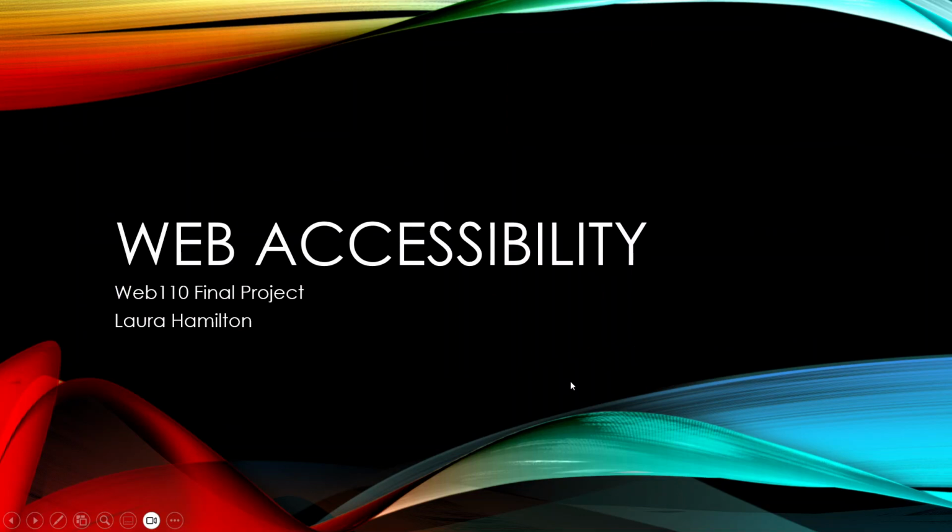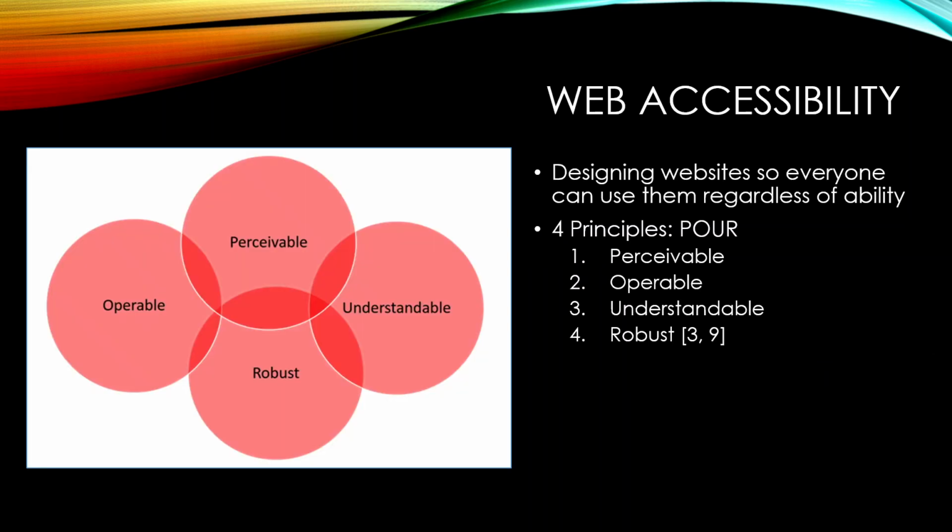For my final project for Internet Fundamentals, I will be discussing web accessibility and how to incorporate it into web design. Web accessibility is designing websites so everyone can use them regardless of ability. When designing accessible sites, you want to consider the POUR principle. POUR stands for perceivable, operable, understandable, and robust.